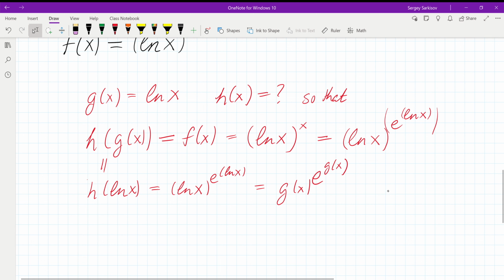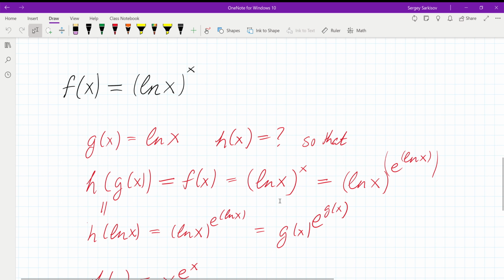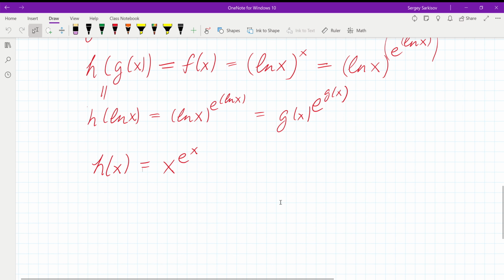So let me make h of an input g. See that, that's the input for h of g. So h of x will be, with input x, e to the x. And you can check again. You see h of g will be g of x, e to the g of x, and if g of x is ln x, it will give you back that function f of x. Kind of cool, right?